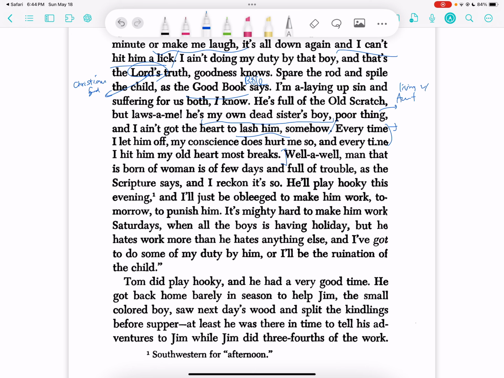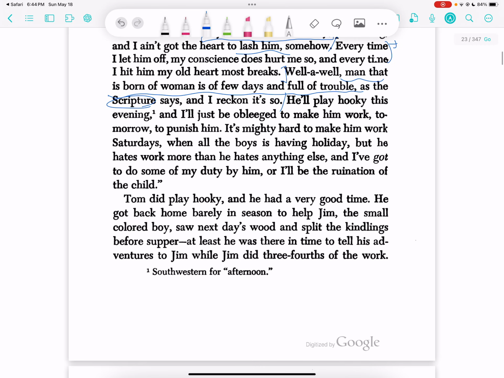"Well, a man that is born of woman is of few days and full of trouble," as the scripture says, "and I reckon it's so. He'll play hooky this evening, and I'll just be obliged to make him work tomorrow, to punish him." Again, the scripture is the Bible, which supposedly says that man that is born of woman is of few days and full of trouble. "This evening" is Southern for afternoon.